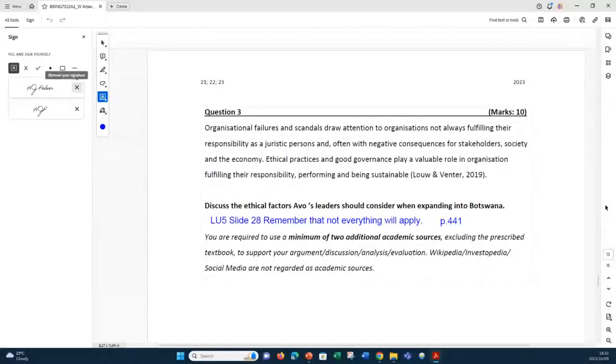But the reality is, what do we need to consider going into Botswana? We need to consider their laws. We need to consider their prevailing values and morals. We also need to remember that because this is an organization that is going to go bigger and hopefully become global, we use the morals and values within the country, but we also need to consider international morals and values.